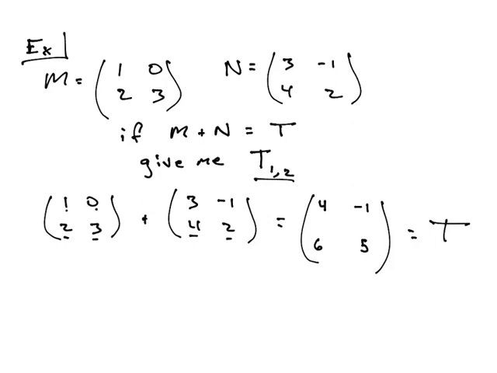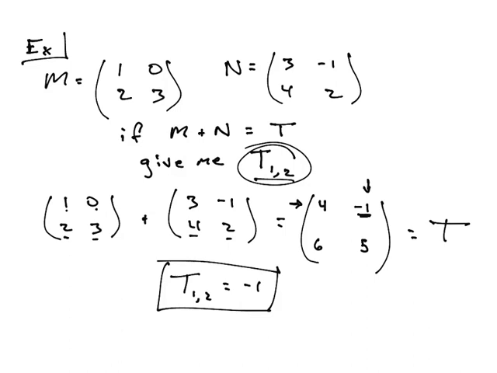Now that I have this matrix, all I need to do is find what this element is. Well, that element is the first row, second column. So first row is this row right here. Second column is this column right here. So all I want is that number. So T 1, 2 is -1. There we go.